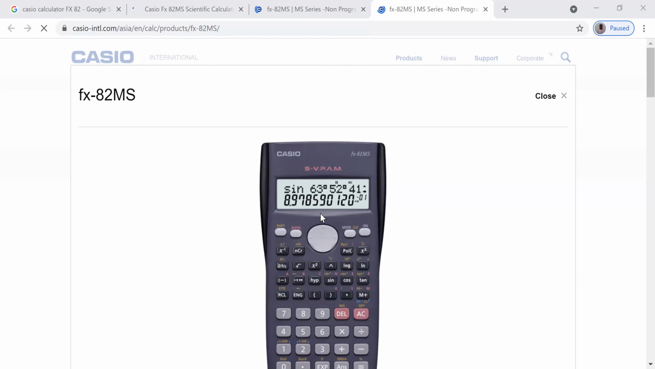So using the calculator, like for instance, this is fx 82 ms. Sorry about that. So this is the function that we need to use. The function NCR. That is a function for combinations. Okay. So for instance, if you want to solve the example that I gave, that is 3 combination 2, you just need to press 3. You press this function, you press 2, then you press equal sign. So let's do that.